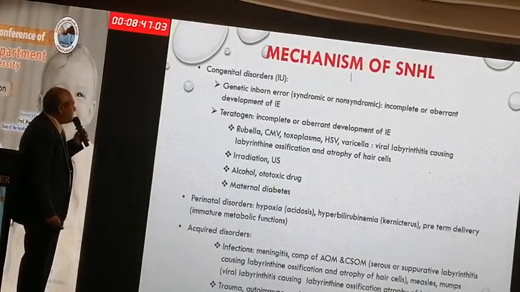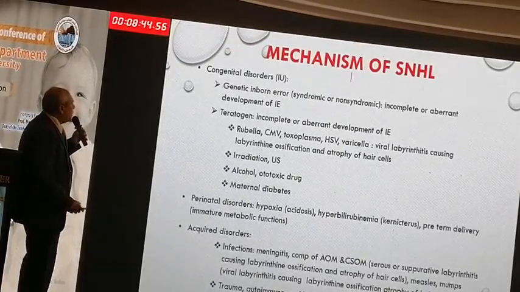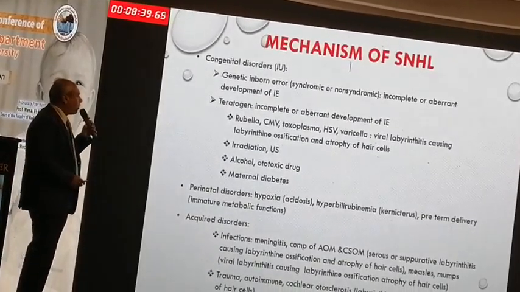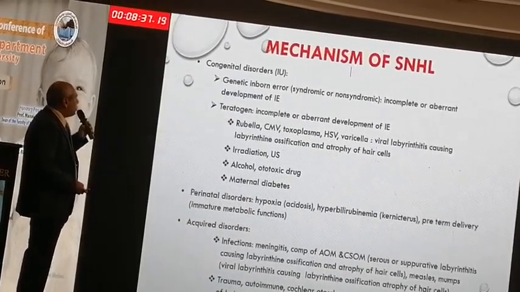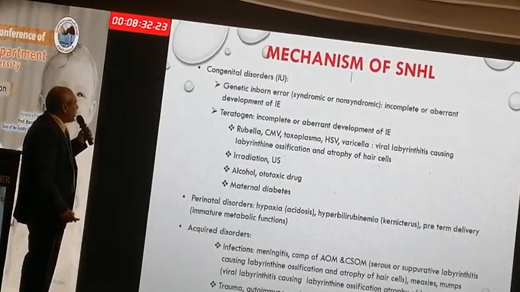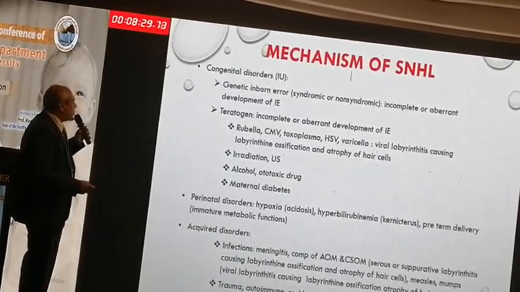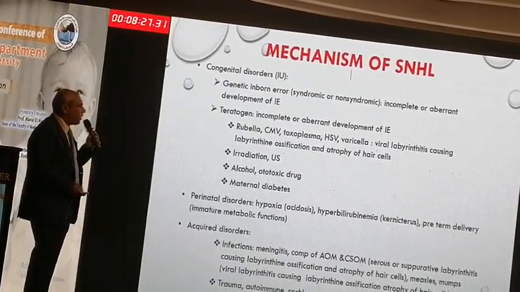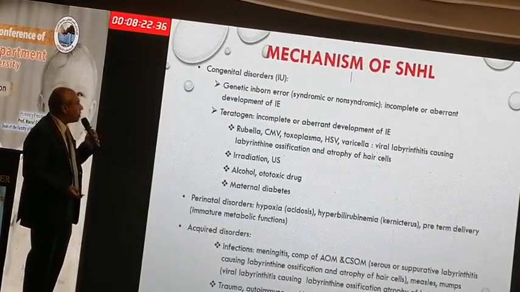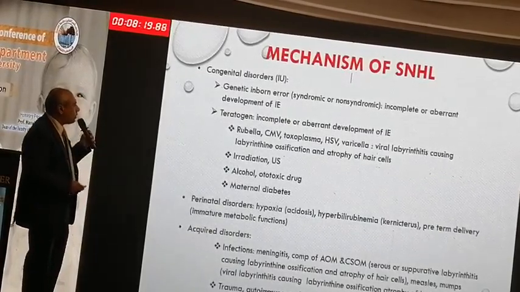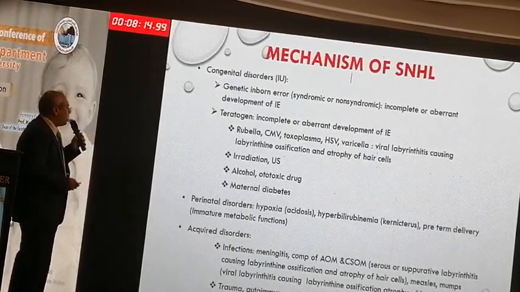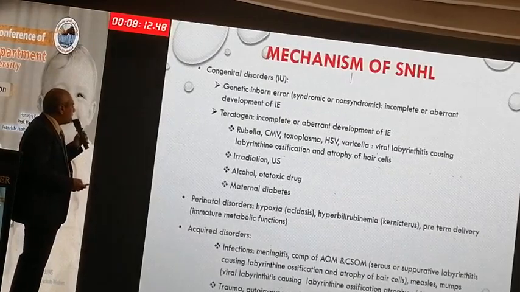What is the mechanism of sensory hearing loss? In case of congenital disorders, genetic inborn errors cause incomplete or aberrant development of the inner ear. Exposure to pathogens also causes incomplete or aberrant development of the inner ear. Viruses cause viral labyrinthitis, which causes a condition known as labyrinthine ossification, characterized by first fibrous tissue formation followed by metaplastic bone formation inside the lumen of the cochlea, with subsequent atrophy of the hair cells and spiral ganglion cells. Other pathogens include radiation, alcohol, and toxic drugs.